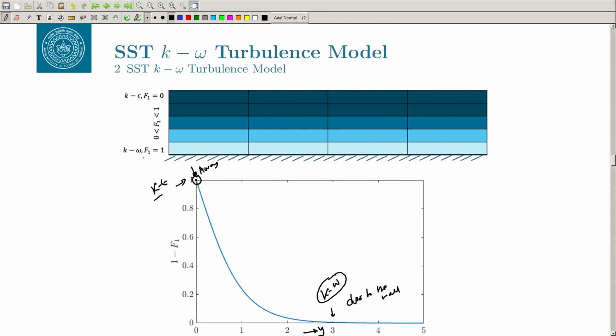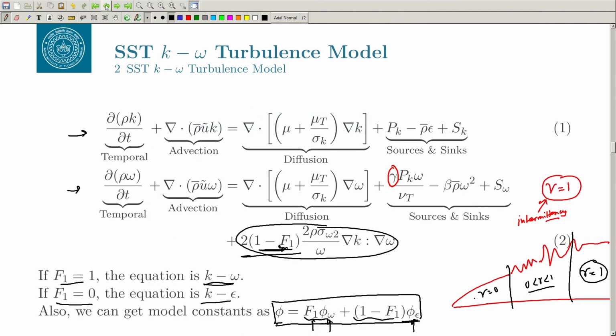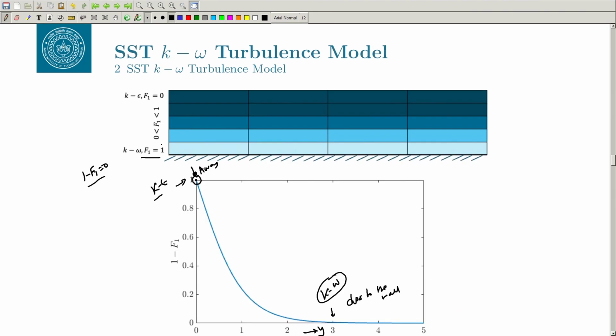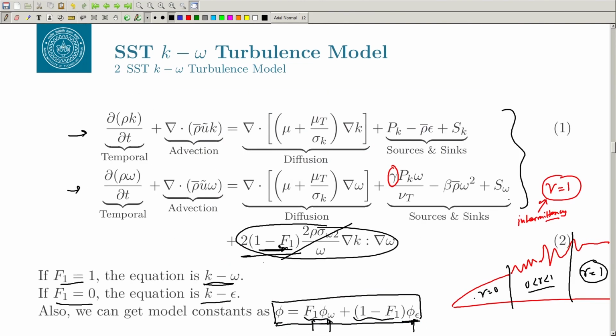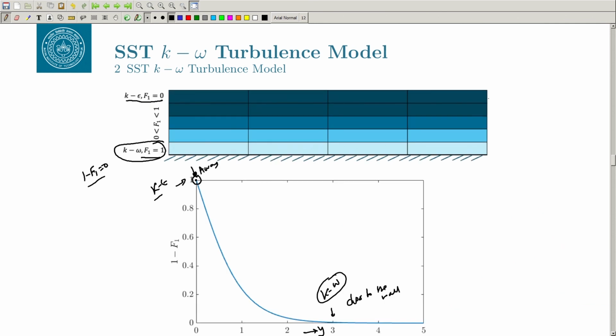When f1 is equal to 1, you can see that 1 minus f1 will become 0. So this term will go to 0, and you have the pure omega equation that you had in the standard k omega model. When you go away from the wall, your f1 equal to 0, so 1 minus f1 is equal to 1. This term remains, and this term actually becomes 1. So finally, you have a pure k epsilon behavior here.